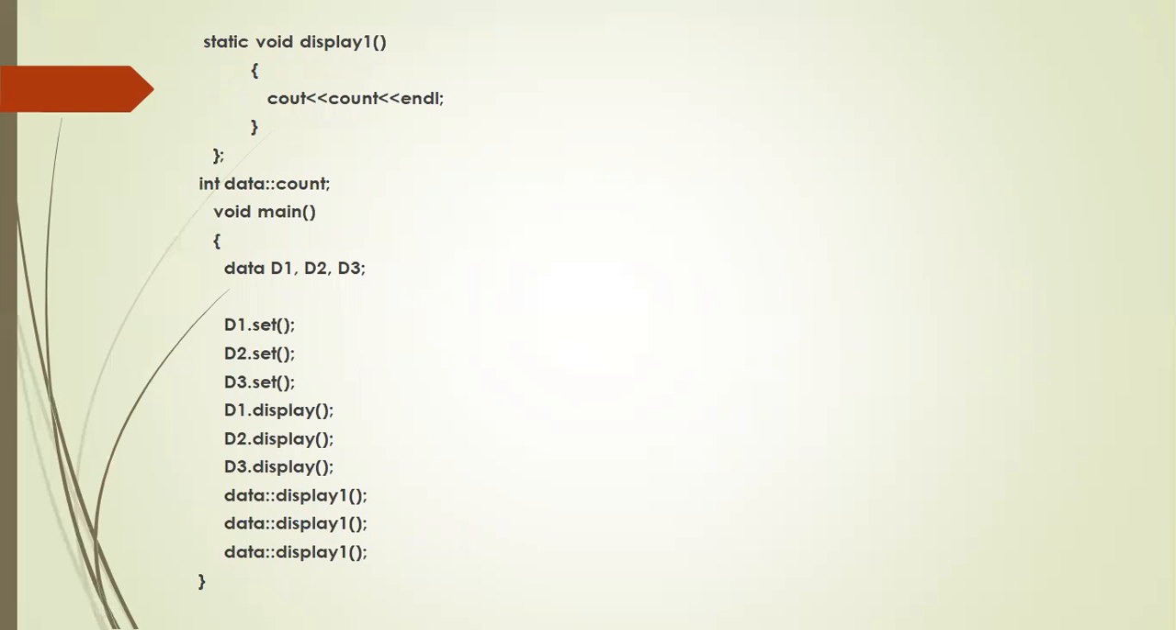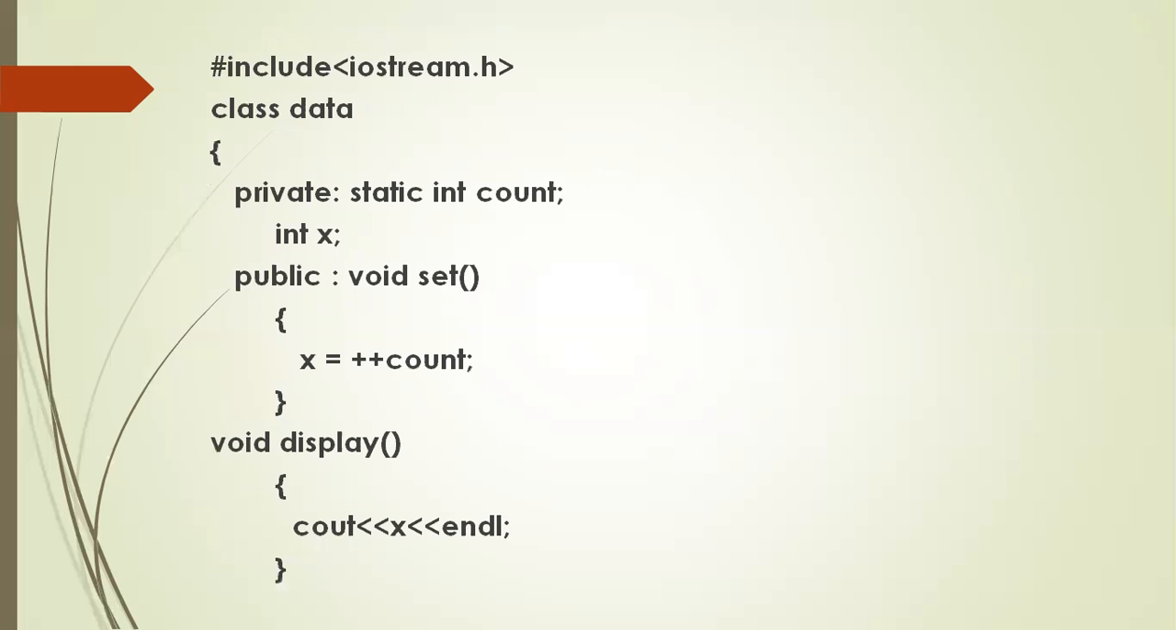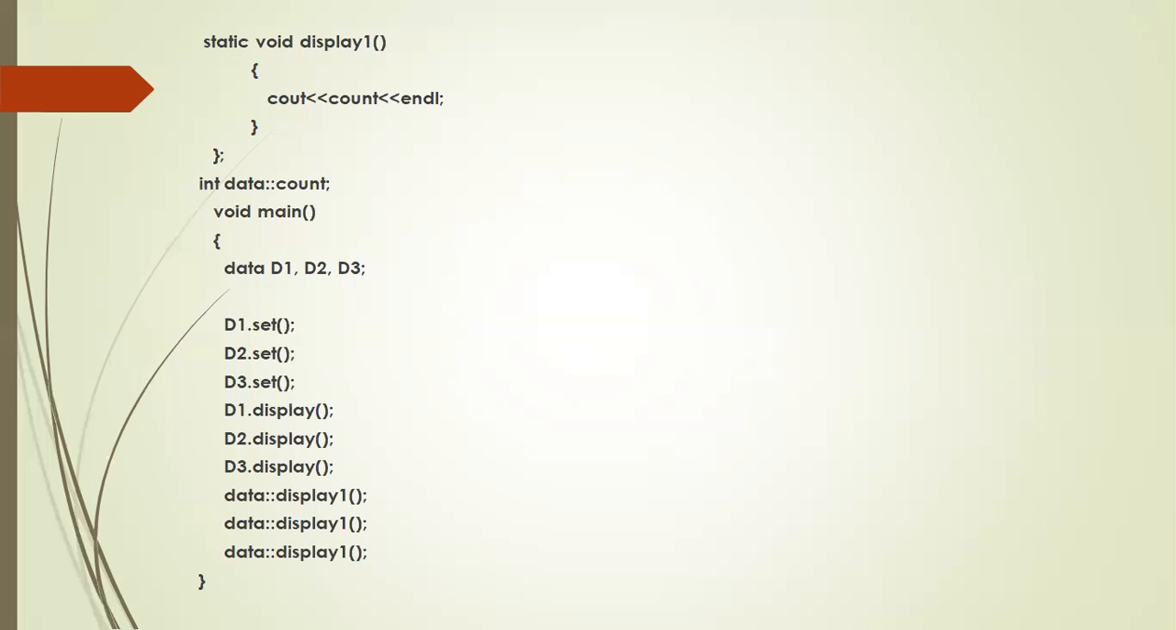Now we'll see how a static member function is called. Within the main function, I created three objects, D1, D2, D3. D1 can make use of the set function. D1 can call the display function, but D1 cannot call the display one function. Similarly, D2 and D3 can also call the set and display functions, but the display one function cannot be called with D1, D2 or D3. The display one function can be called only through the data class.